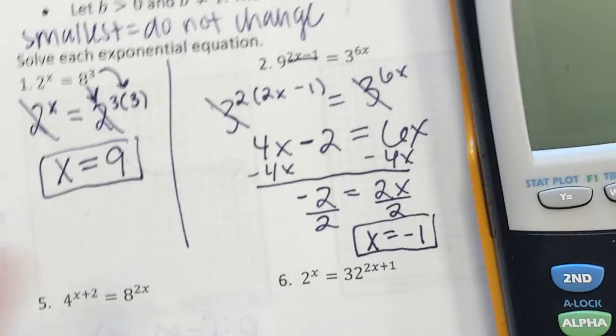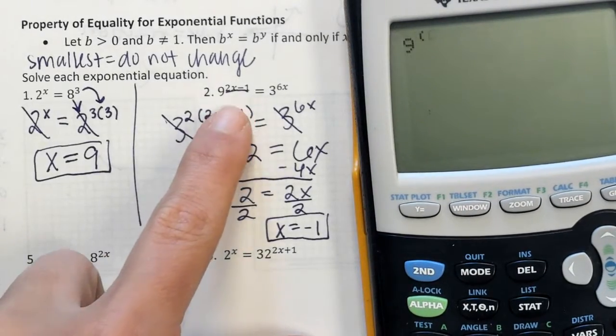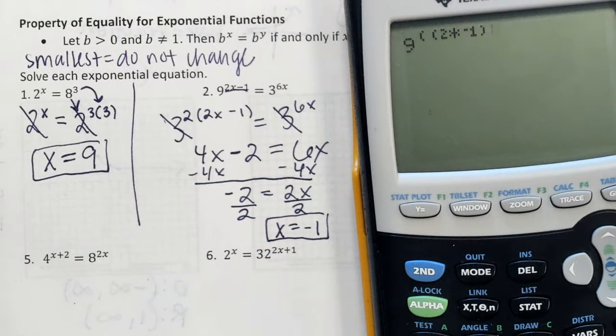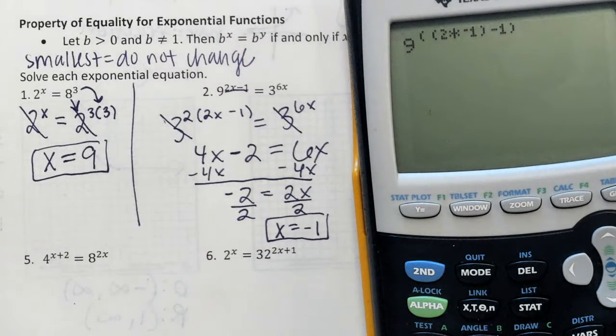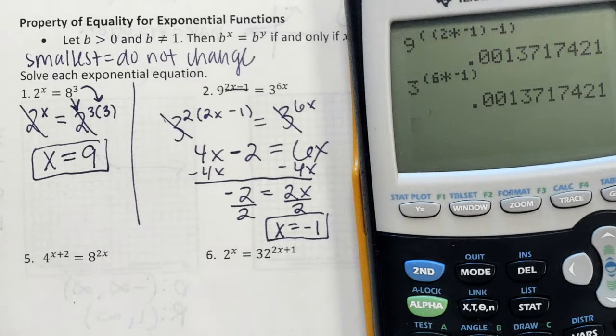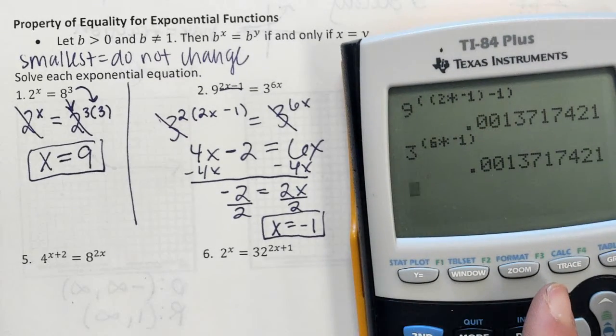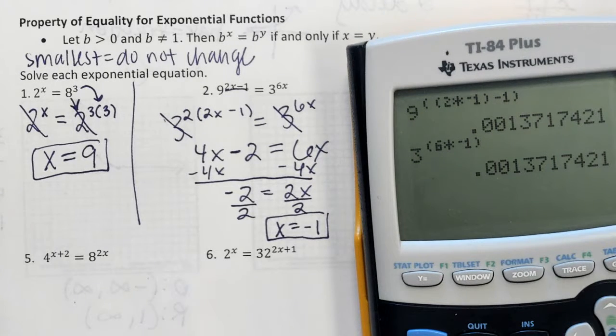Alright, let's check it. So in your calculator, you just type in 9 raised to the 2 times negative 1 minus 1. And that's how I type it in. You could just type it in negative 5 if you wanted to. That's the number. Now type in 3 raised to the 6 times negative 1. Same number. Everybody good? You can raise stuff to negative exponents. It just turns it into a fraction in your calculator automatically.